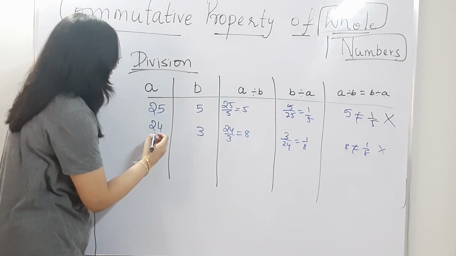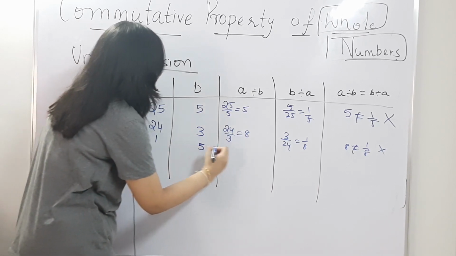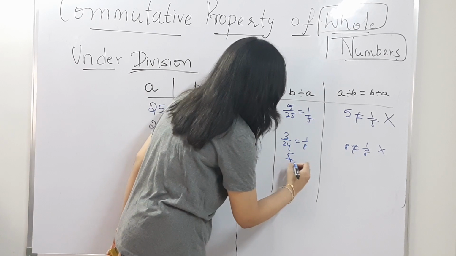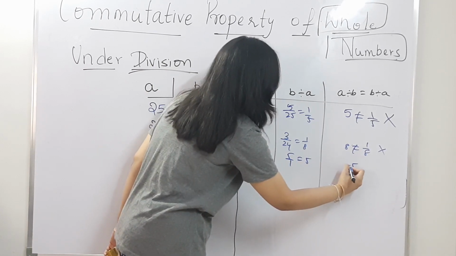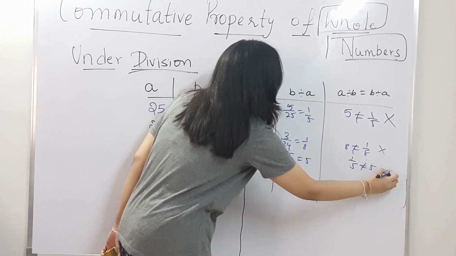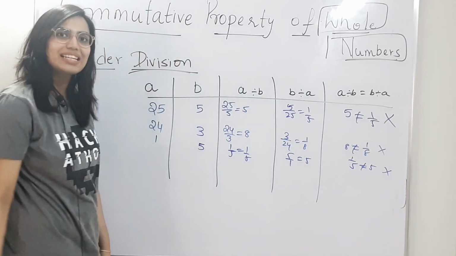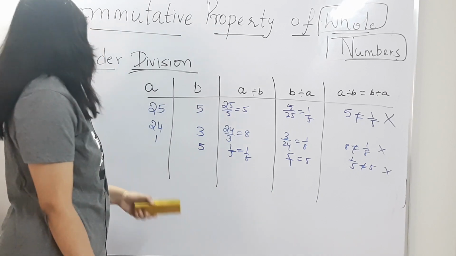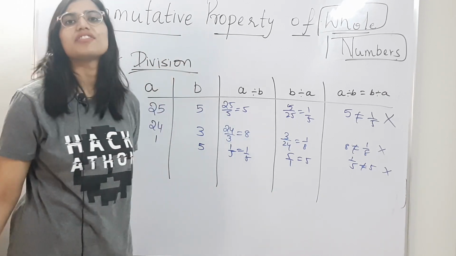Okay. Now let's see one more number. 1 and 5. What is 1 by 5? It is 1 by 5 only. What is 5 by 1? It is 5. So 1 by 5 is not equal to 5. So that means commutative property is not satisfied for whole numbers under division.